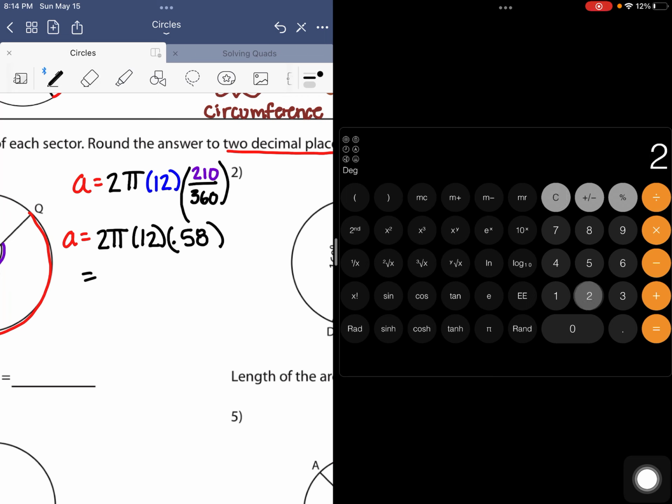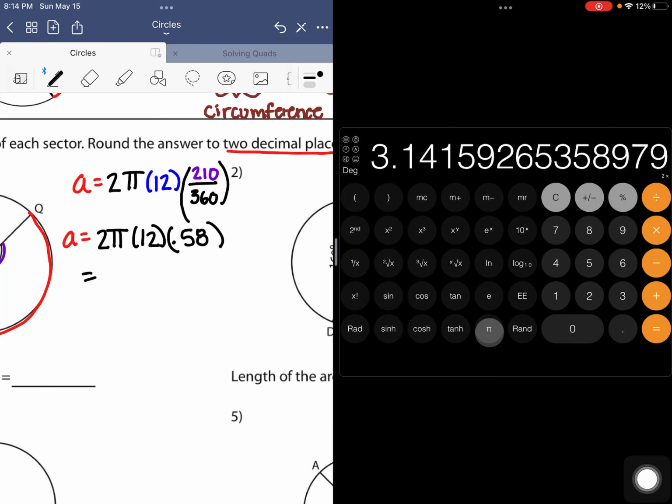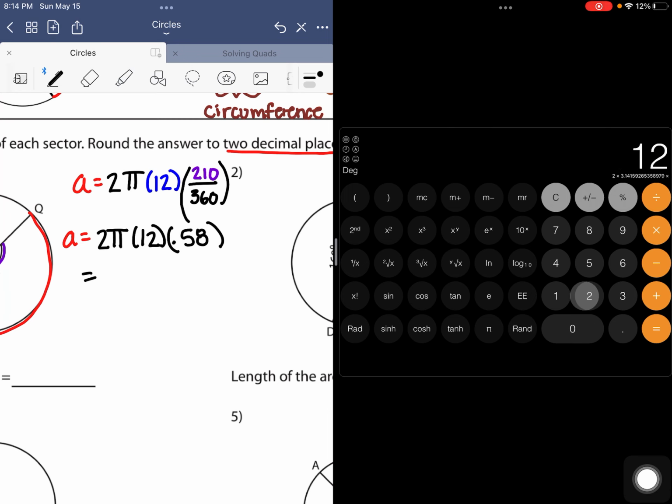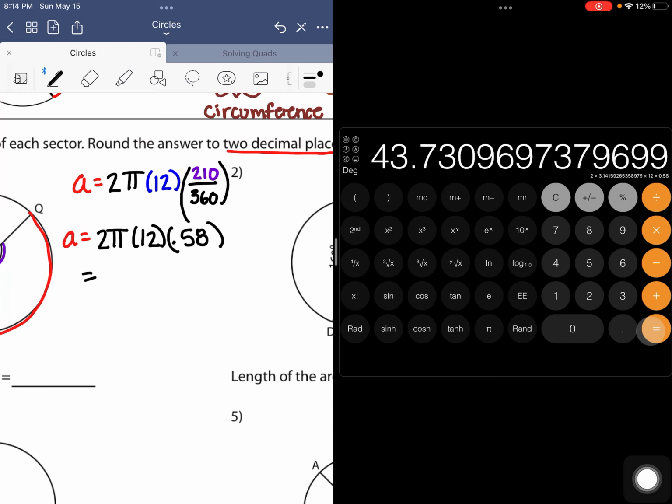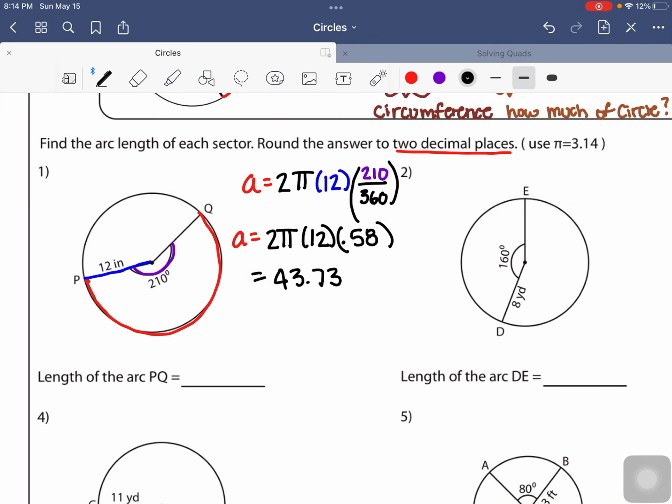Okay, so I'm going to do 2 times, where is pi? Pi is right there. Times 12 times 0.58. And that is my number. So my answer is, oops, let me turn this off real quick. 43.73. And that is it. That is my arc length.